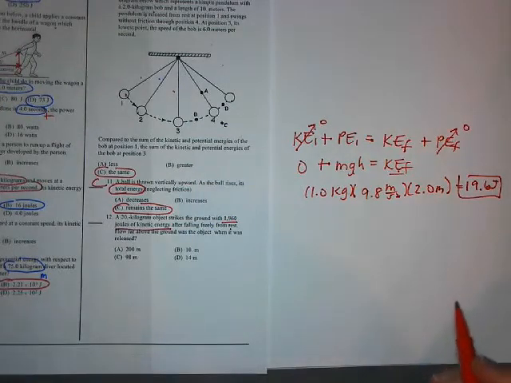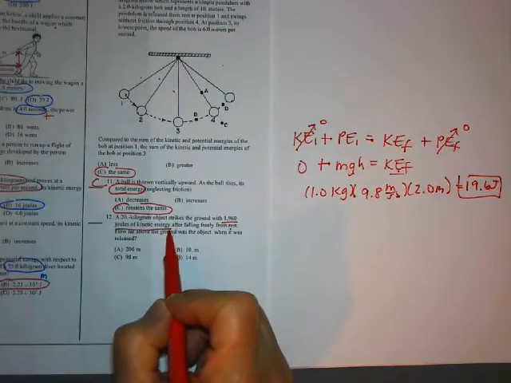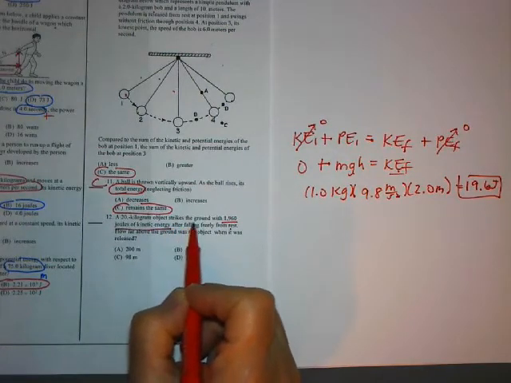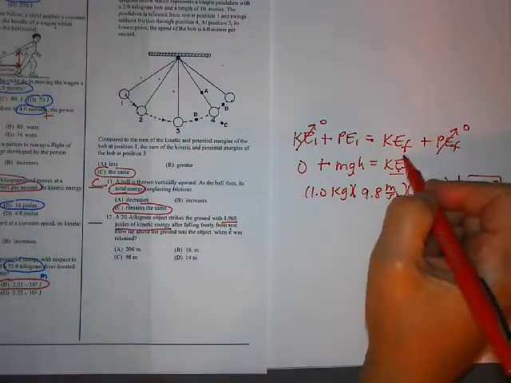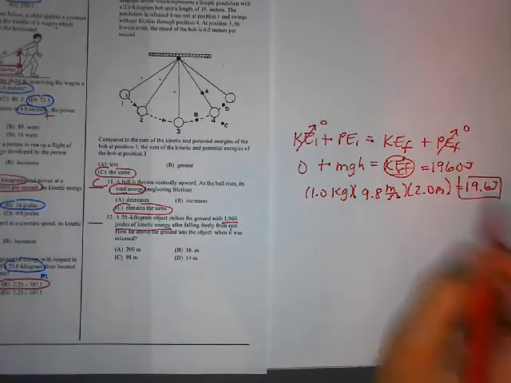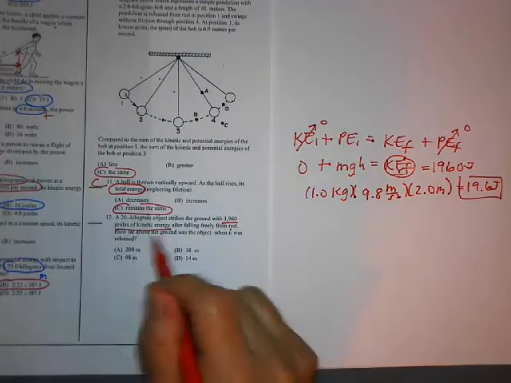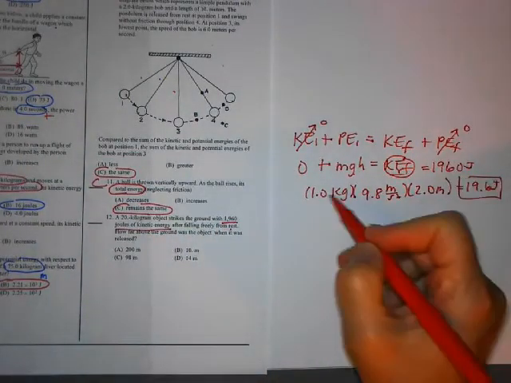Oh, I misread that question. A 20 kilogram object strikes the ground with 1960 joules of kinetic energy. Oh, so this is 1960. After falling from rest. So now, it's already found that.